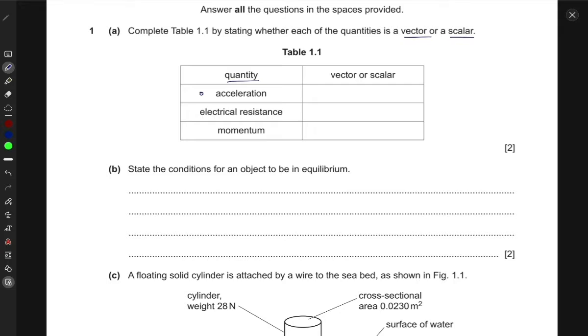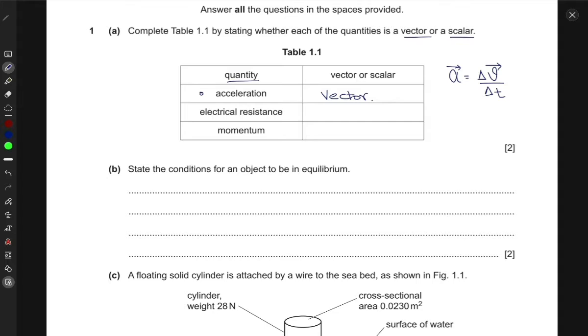Well, we know that acceleration is defined as the time rate of change of velocity, right? And we know velocity is a vector quantity, which means acceleration should also be a vector quantity. The acceleration is in the direction of the change in velocity. So acceleration is a vector.